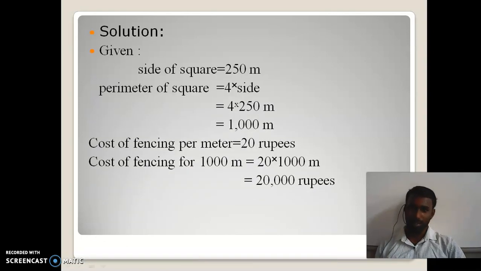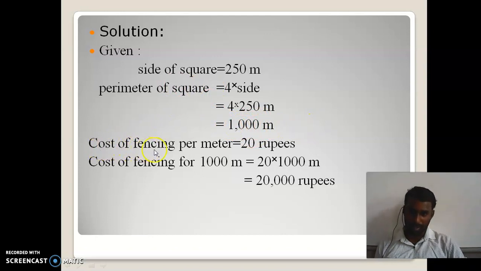Okay, first, the side of the square is 250 meter. Perimeter of the square, you already know, is 4 times the side, or 4A, anything, but anyway 4 times the sides. So one side value, imagine one side value is 250 meter. So 4 times means 4 multiplied by 250. So you will get 1000 meter. The perimeter value will be 1000 meter.